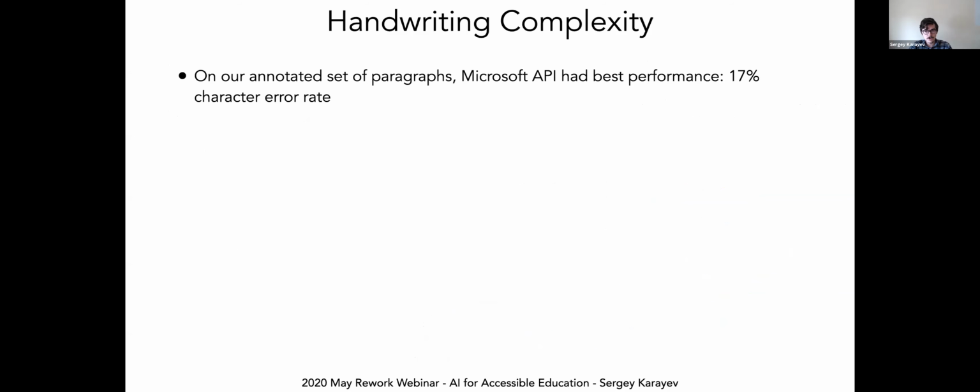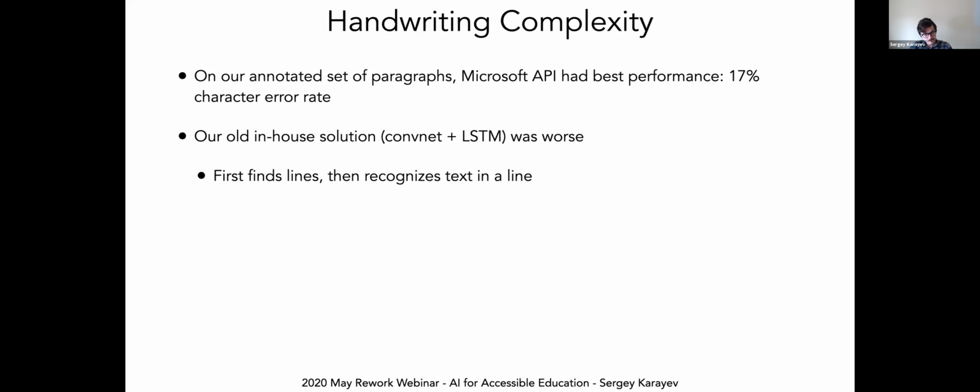So we had an annotated set of paragraphs and we checked out different handwriting OCR APIs. There's one from Google, one from Microsoft, and a couple other ones. Microsoft had the best performance, but it still had a 17% character error rate, which is quite high. Our old in-house solution that we currently have for the fill in the blank questions, which is based on a convolutional net followed by an LSTM, was even worse than that. And it works by finding lines and then recognizing all text within a line.